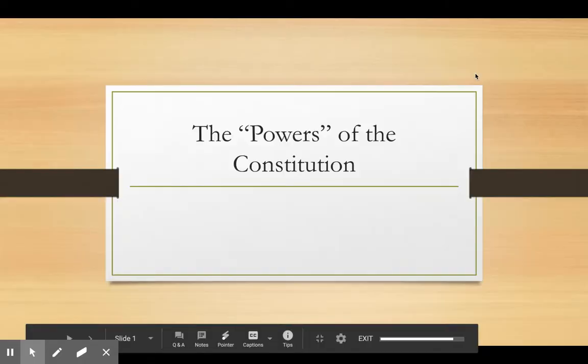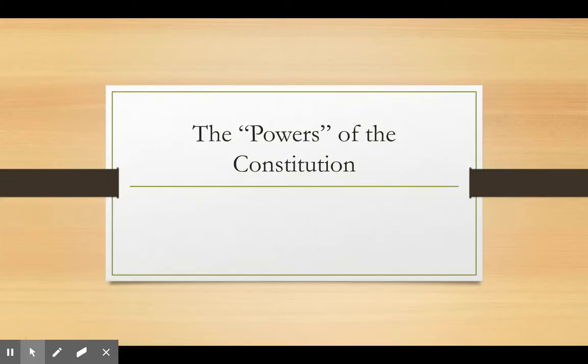Hey guys, some short and sweet notes today over the different types of powers that are mentioned in the Constitution and that kind of exist in our government today. These are all four vocab terms, so you've seen these words before, but I do want to go a little bit more in depth today to make sure you fully understand the differences and maybe the shared similarities between these terms.